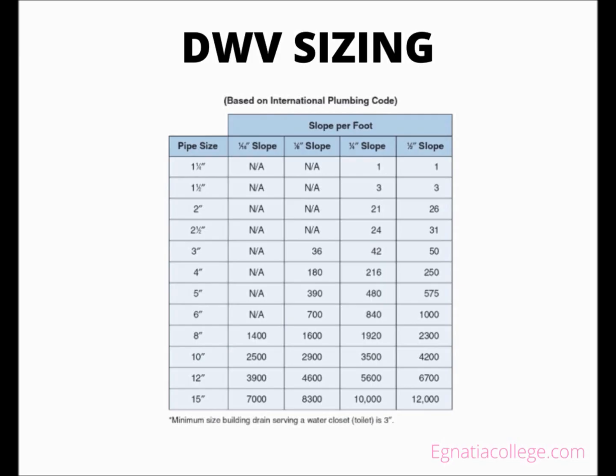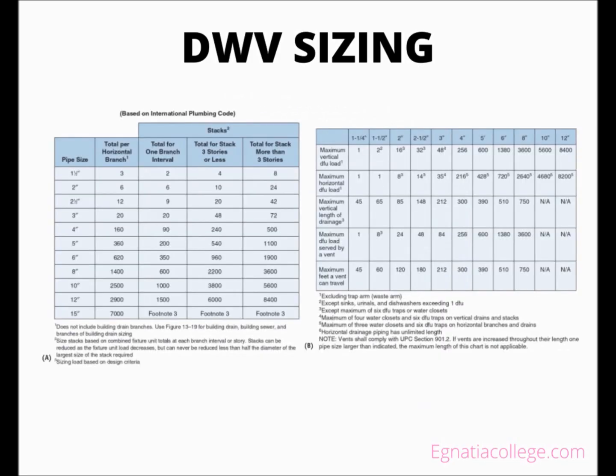The IPC sizes horizontal branches or fixture drains based on whether they are connected to a waste stack or building drain. Note that pipe sizes from 1 1/4 inch to 2 1/2 inch do not have options to install pipe at 1/16 inch or 1/8 inch per foot slope. This figure relates to branches in different intervals of a waste stack, because it is concerned with horizontal branches connecting to a vertical stack.